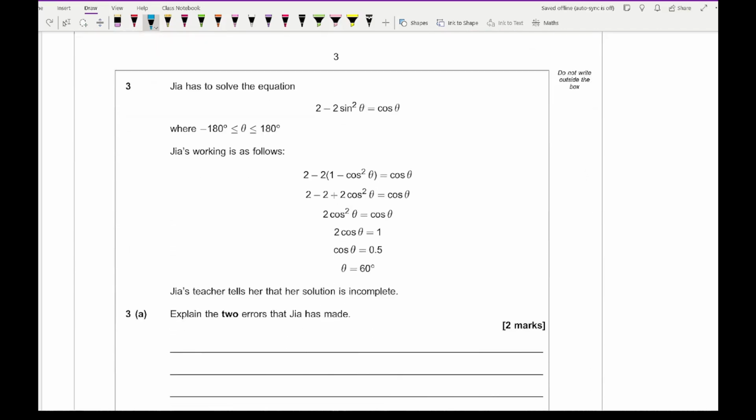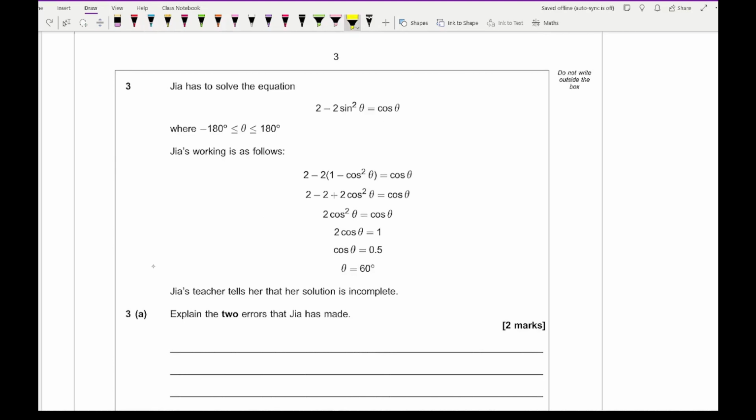Then moving on to question 3, it says Gia has to solve the equation 2 minus 2 sine squared theta equals cos theta, where theta is between and inclusive of minus 180 and 180. And it gives us Gia's working out as follows. And it says Gia's teacher tells her that her solution is incomplete. Explain 2 errors that Gia's made.